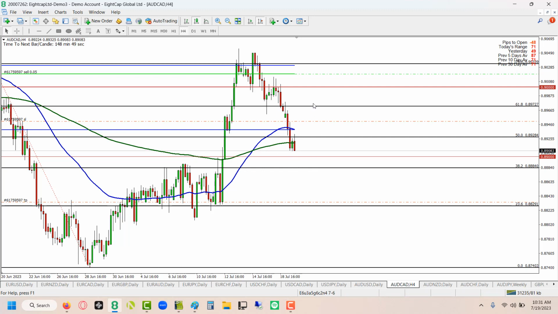Anyways, that's how I managed this trade. I hope you caught this one with me. And if you haven't managed it already, make sure you do the steps that I've done.